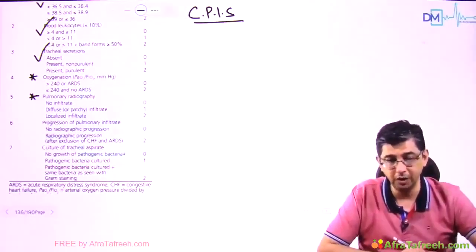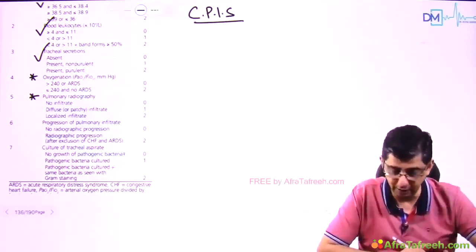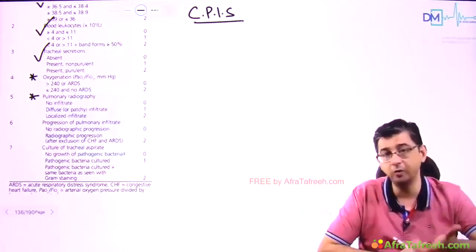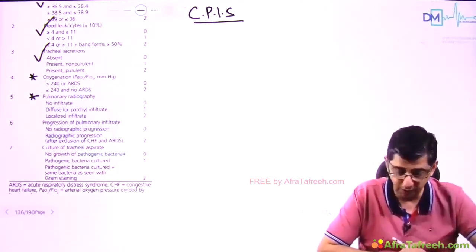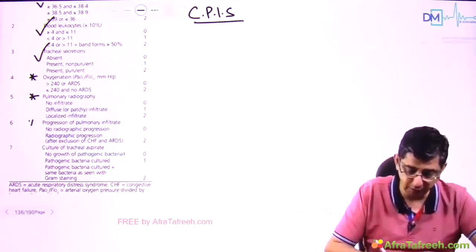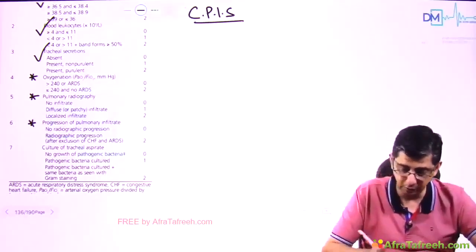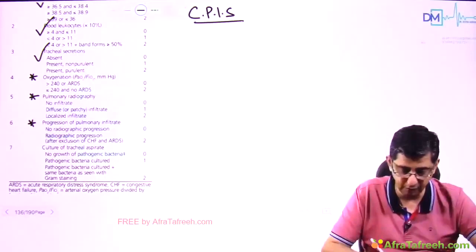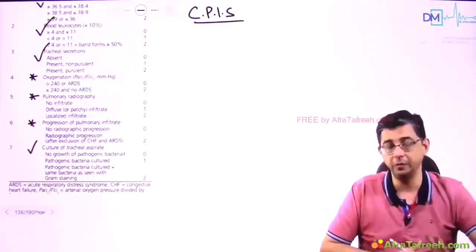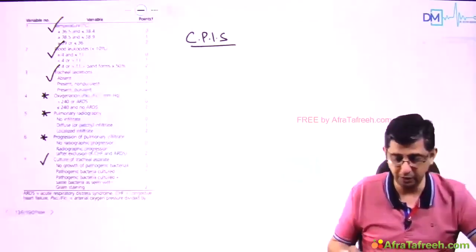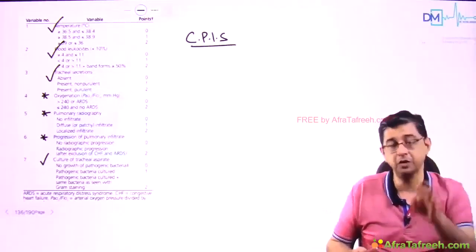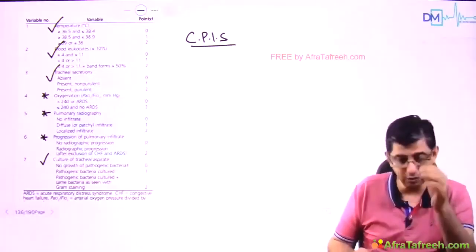Obviously, if there is a patchy infiltrate, that would be 1. If it's localized, like lobar pneumonia in adults, that would be 2 marks. Then there is progression of the pulmonary infiltrate, whether it is increasing or decreasing, and then the culture report, whatever organism was isolated in the patient. So there are 3 T's. I repeat again, that would be the temperature of the patient, especially if the temperature is very high or very low, that is a cause of concern.